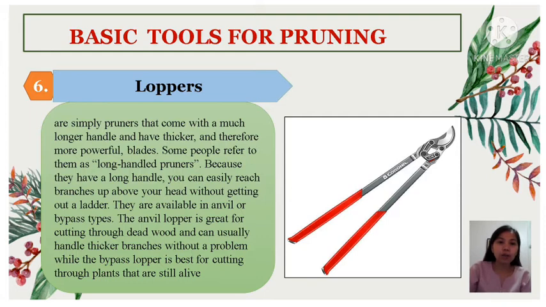The anvil lopper is great for cutting through dead wood and can usually handle thicker branches without a problem, while the bypass lopper is best for cutting through plants that are still alive.